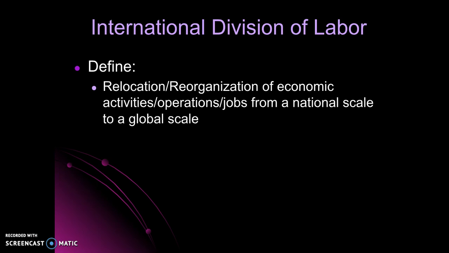And then finally there is tertiary. Tertiary is the service sector. This is everything from retail to food services, to software engineers, doctors, teachers, firefighters, lawyers, and bankers. All of those are tertiary service sector jobs.